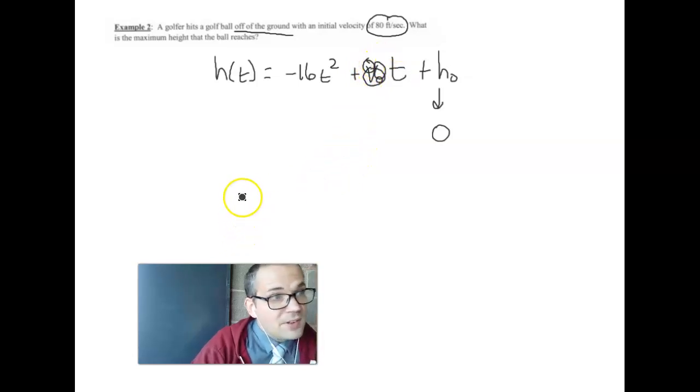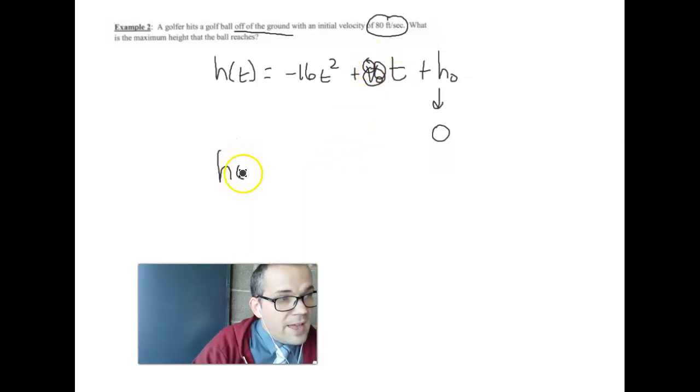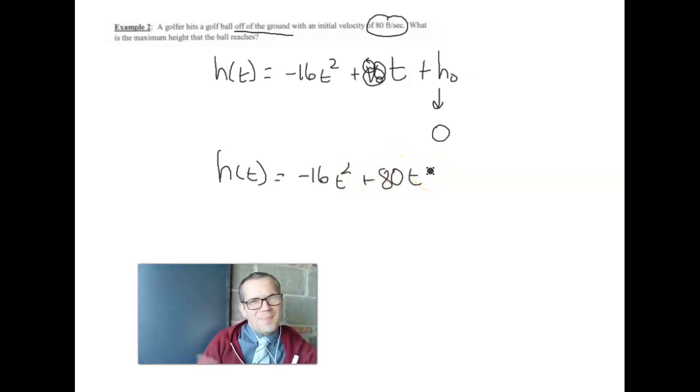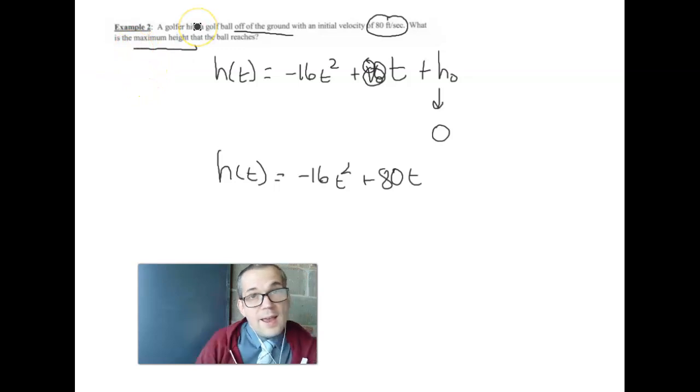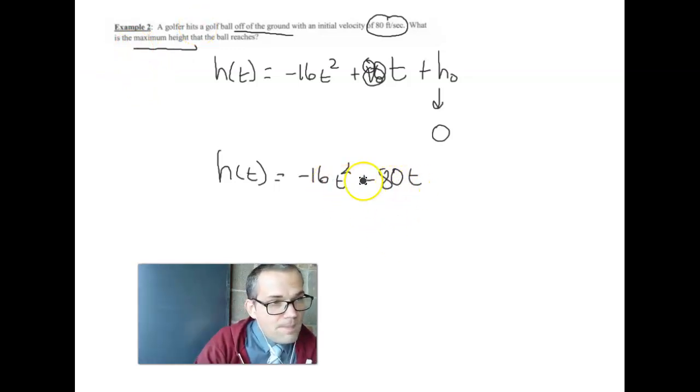So my quadratic is going to look like this. The height at any given time for this golf ball will be negative 16t squared plus 80t plus 0. But I'm not going to write plus 0 because adding 0 doesn't change anything, so we'll leave it just like that. Now we're trying to find the maximum height, which we know is the y value of the vertex. This is definitely standard form.